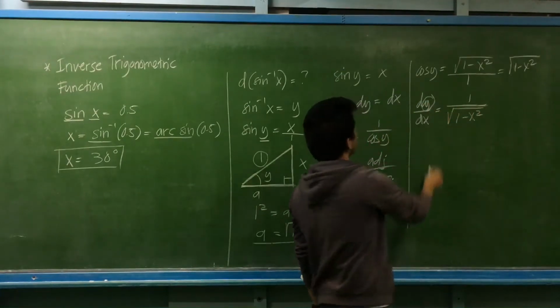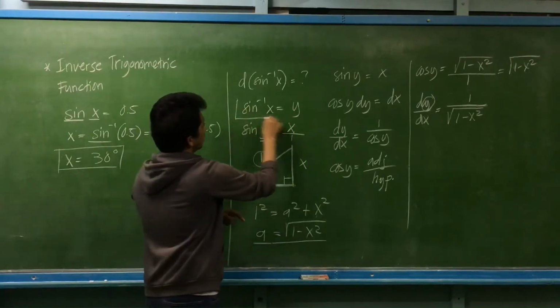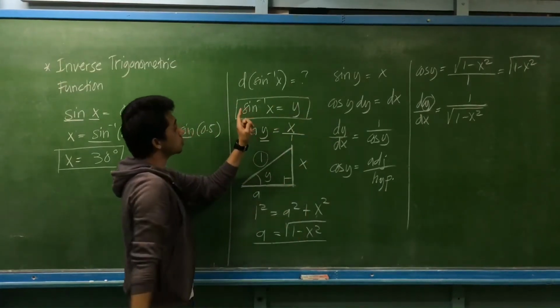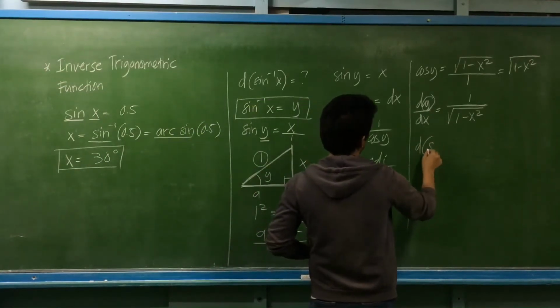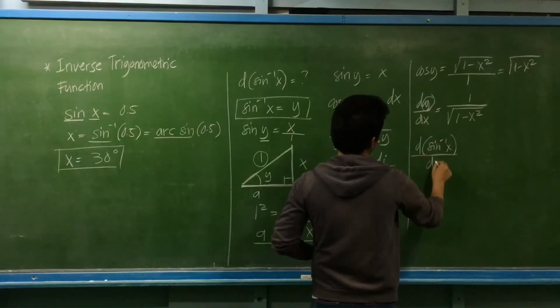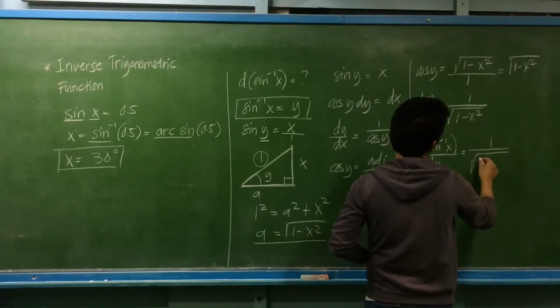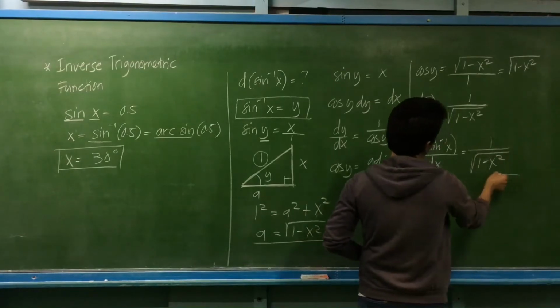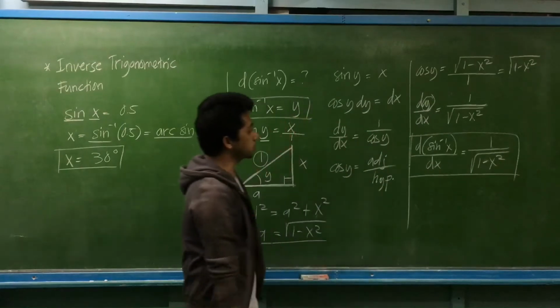What is the equivalent of y? The equivalent of y is inverse sine. So we have, that is the derivative of inverse sine of x with respect to x is equal to 1 divided by the square root of 1 minus x squared. I think this is the formula for the derivative of inverse sine.